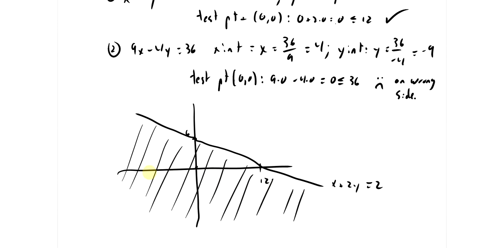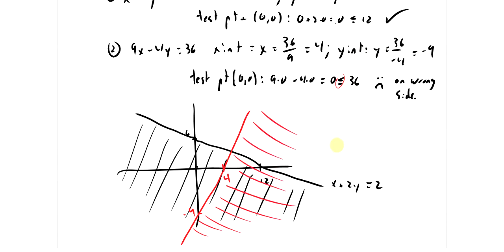Okay, what about the second line? Well, let's go to a red pen for that. The x-intercept is 4, that's in here. The y-intercept is minus 9, that's down here somewhere. And so my line is like that. When I plugged in the test point, I got the wrong inequality: 0 is less than or equal to 36, not greater than 36. So that means I want the side that 0, 0 is not on. I want to shade in this side.